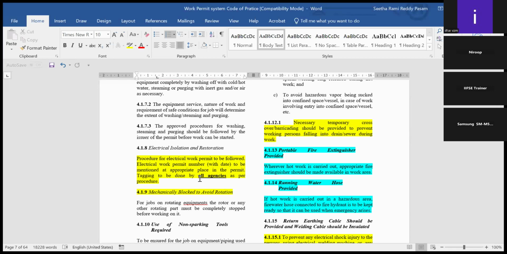Everybody should have their own lock and also a tag. And mechanically blocked to avoid rotation, sometimes they will put mechanical locks as well, so that it should not move accidentally.